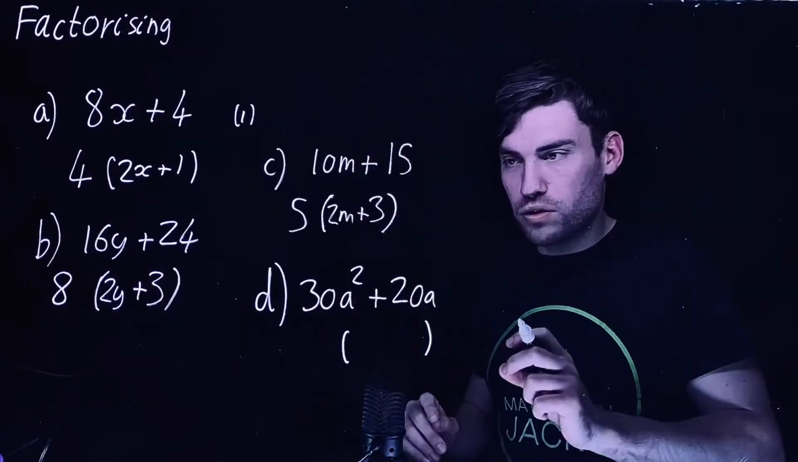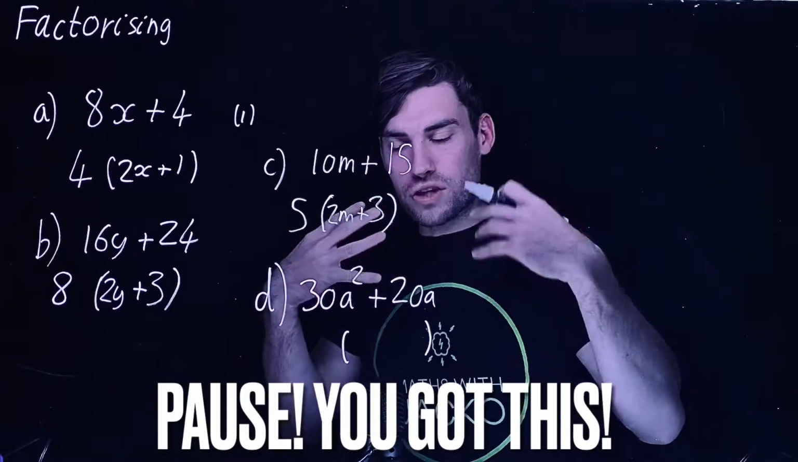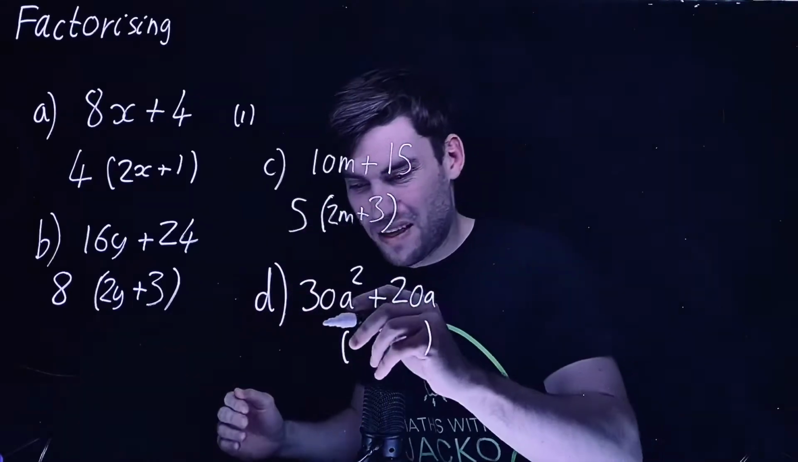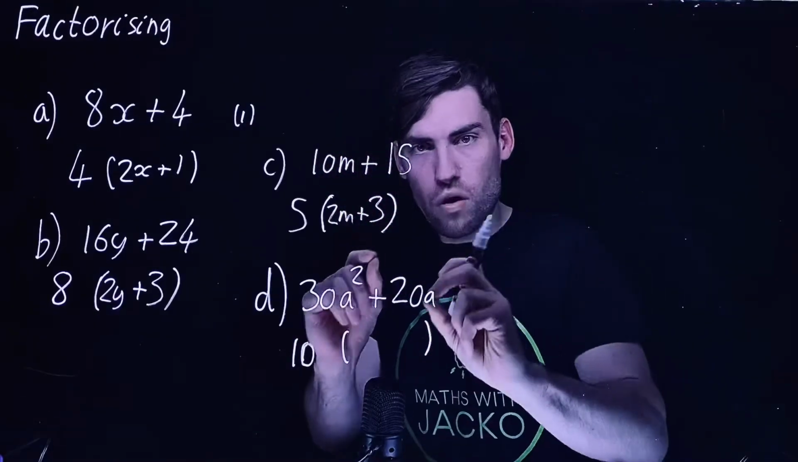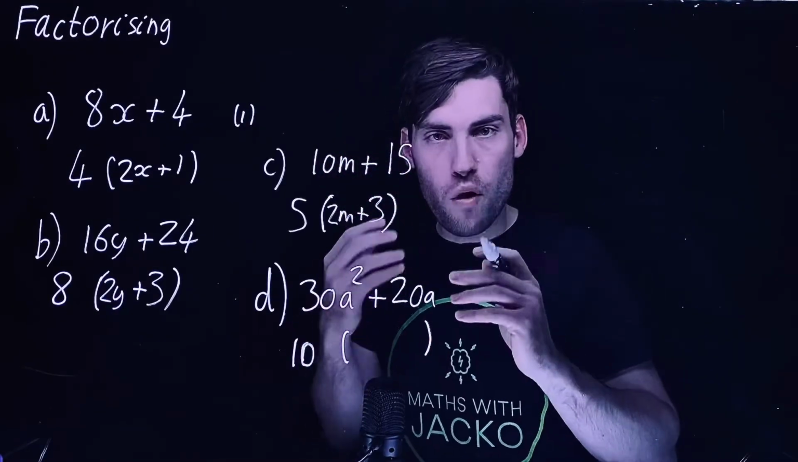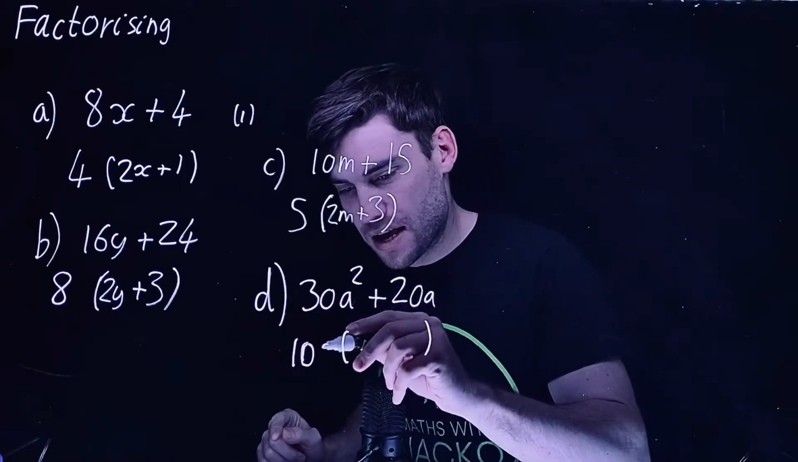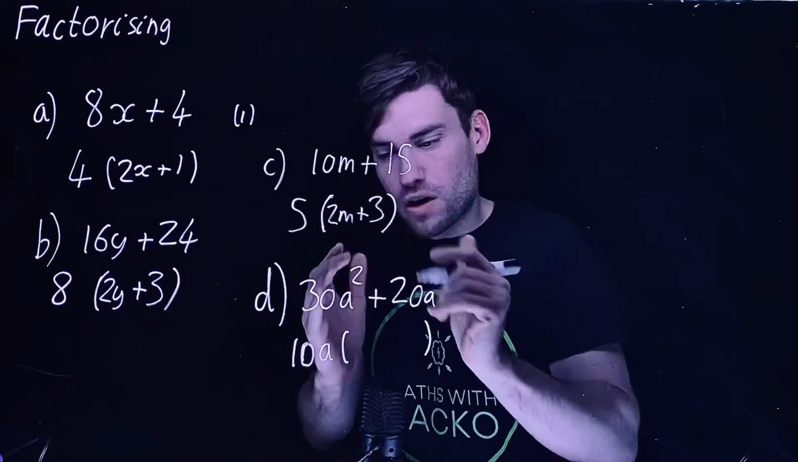Okay, so you should have paused it. How did it go? Same as before, what's the highest common factor, the biggest number that goes into 30 and 20? That is 10. The difference in this one is, what letter do they both share? They both have an a, at least one a, so that's why an a goes on the outside. Basically, whatever both terms share goes on the outside of the bracket.